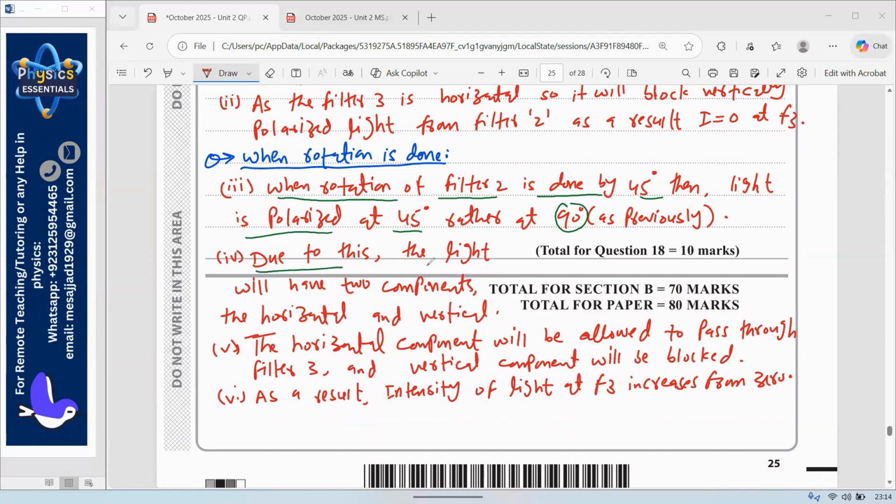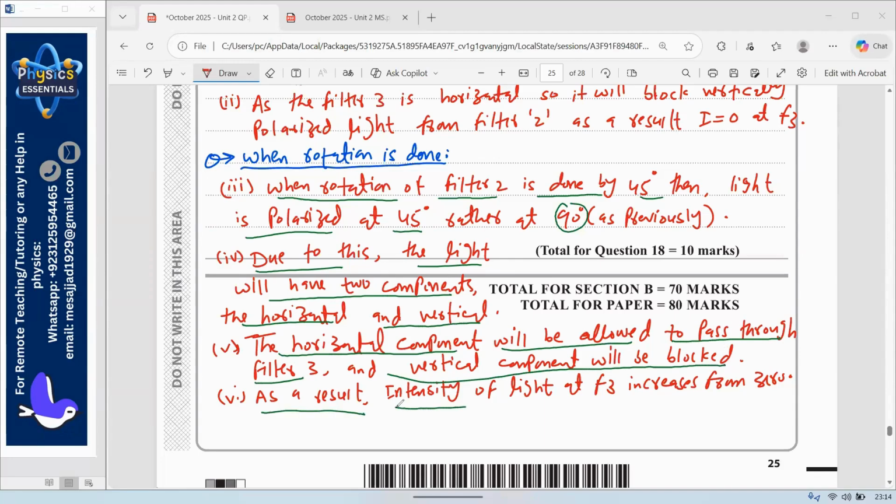Due to this 45-degree polarization, the light will have two components, the horizontal and the vertical, and the horizontal component will be allowed to pass through filter 3, and the vertical component will be blocked by filter 3. As a result, we will say that the intensity of light at filter 3 has increased from 0 to some other value. Okay, hope you understand the answer to this question.